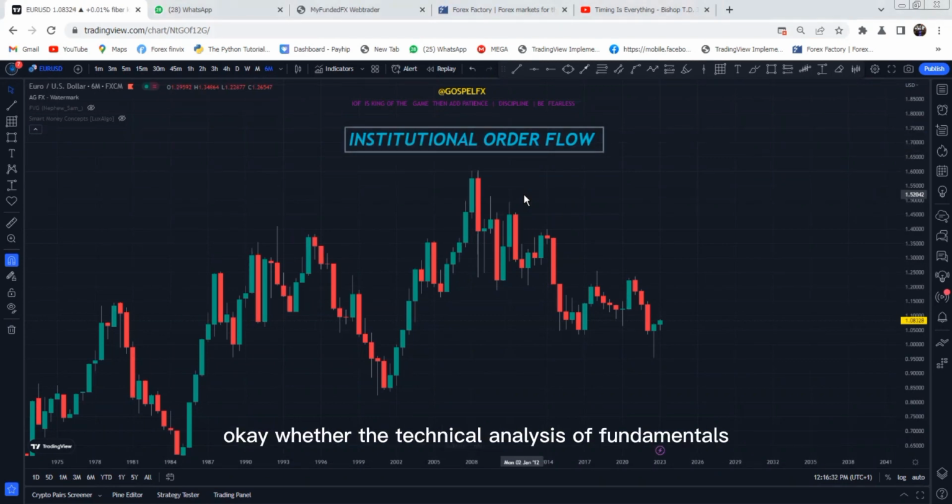Whether technical analysis or fundamentals, we as smart money traders believe that fundamentals come to the market to fuel it, to put more volatility into the marketplace. Because of that, the market has to follow its institutional order flow. The institutional order flow must be followed. So the news or whatever fundamentals come in just to fuel price and give more volatility so price can reach for its liquidity pretty quickly.